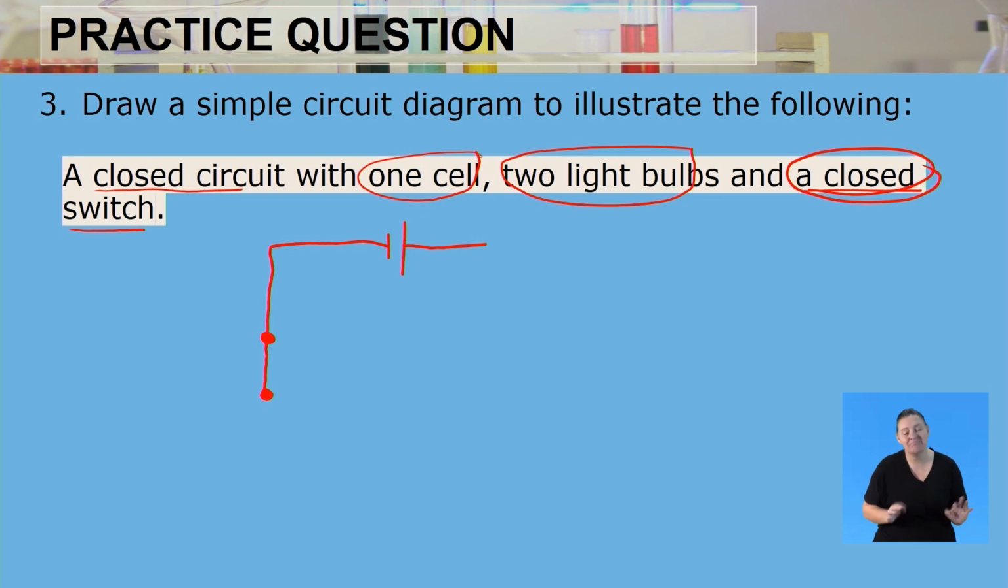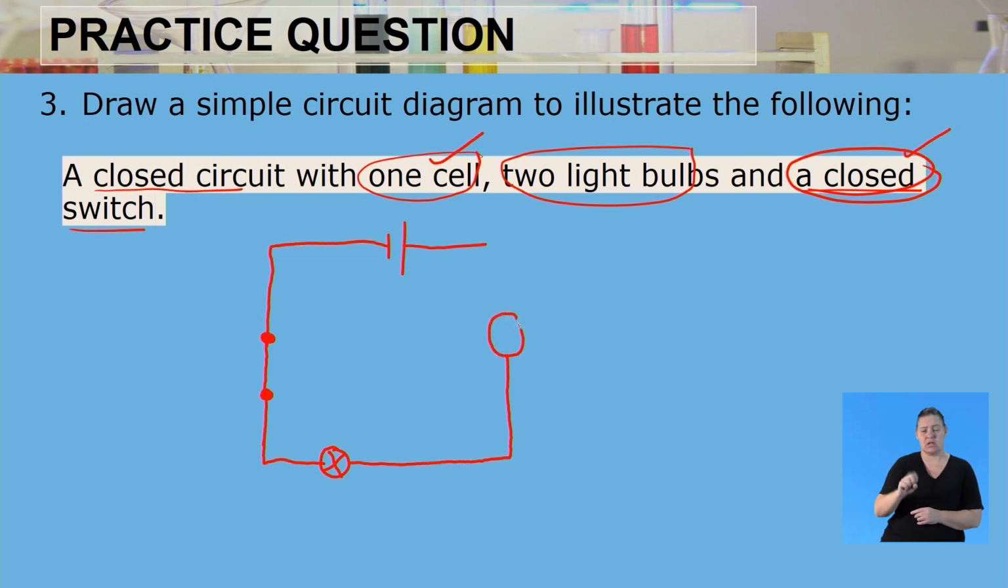So we have 1 cell accounted for, we have it there. We have a closed switch accounted for, we have it there. Now the last thing to do is to have our bulbs. So I can put my first bulb there. Remember, there must be a cross inside connecting the 2 wires. And then I have my other bulb there, and then connecting, and there we go. So this is my closed circuit.